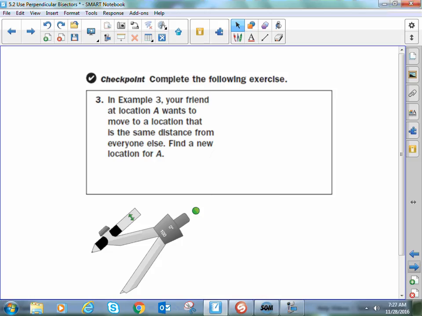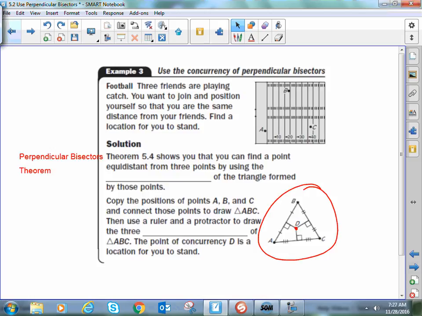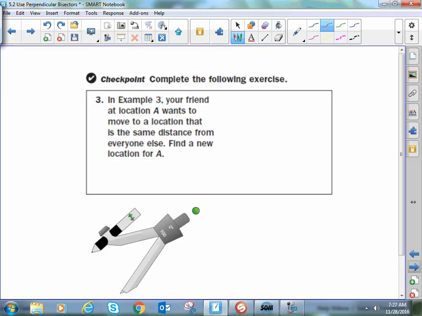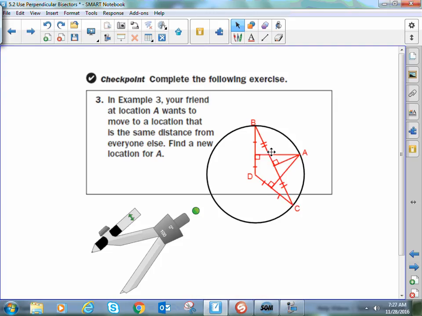But going back to the last example, in example 3, your friend at A wants to move to a location that's the same distance as everyone else. This person at A wants to be the same distance from everybody. So where are they going to go? Well, we're relocating the point of concurrency, and we're going to wind up with something that looks like this.